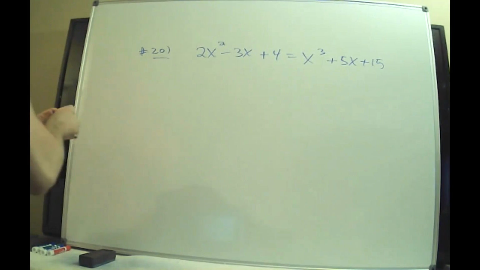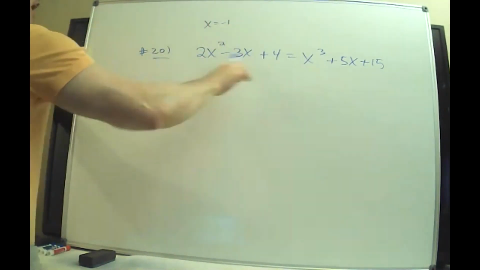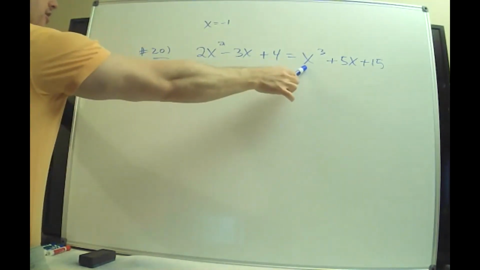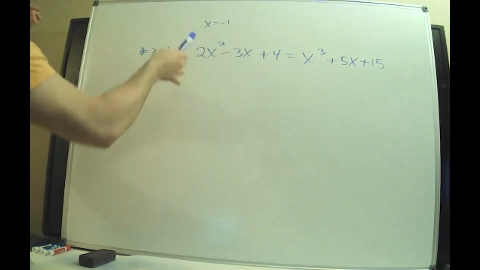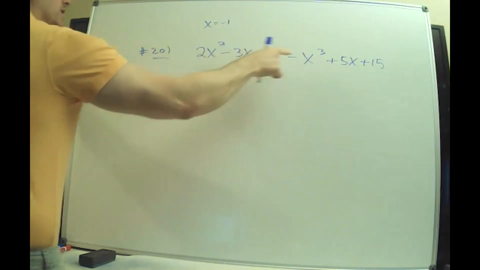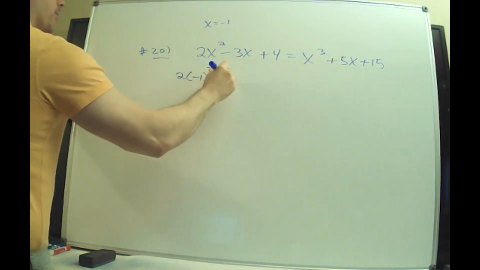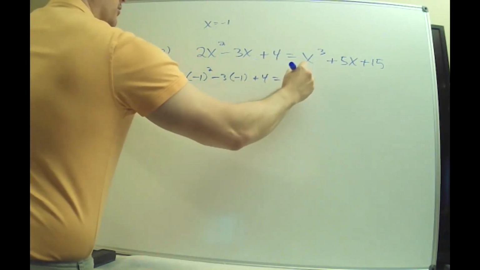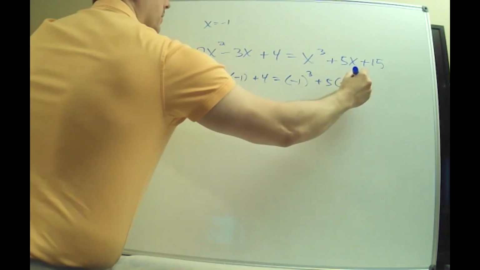Problem number 20. I want to check if -1 solves this equation. Now, you can't solve this. X to the third, this is impossible to solve. So you have no choice but to plug the number in and see if it works. So everywhere you see X, you put -1. This is how it goes. All the X's get replaced with a -1.